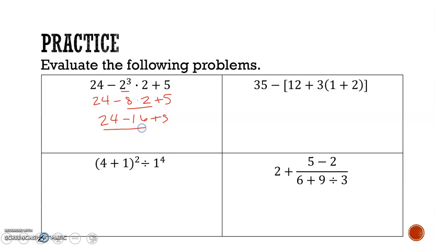Again, notice on this problem, subtraction comes first. So I have to do 24 minus 16 first. That is 8. Bring down the plus 5. And then I have an answer of 13.